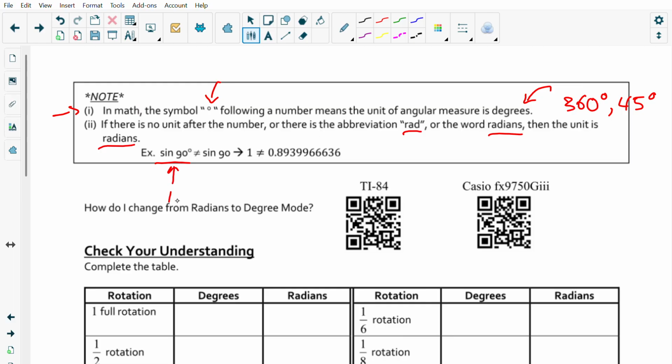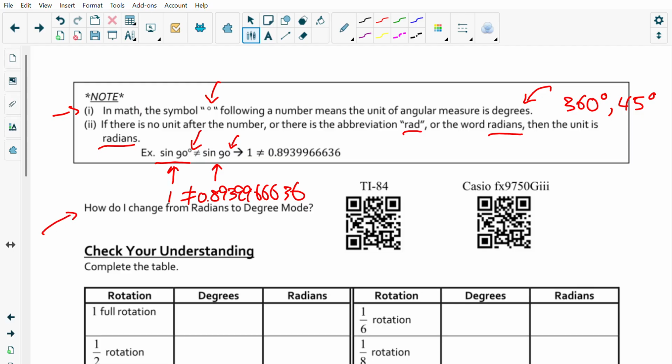This value in degrees equals 1. This value in radians equals 0.89399666636. They are not equal, folks. No degree symbol. Degree symbol. Be very careful. Okay, I'll pause here.